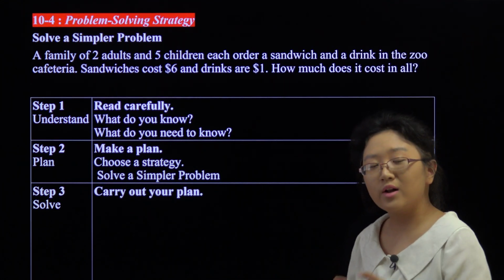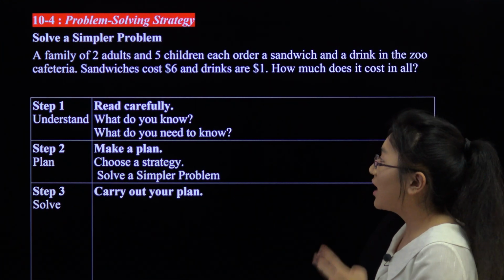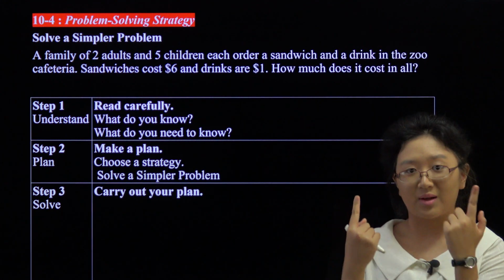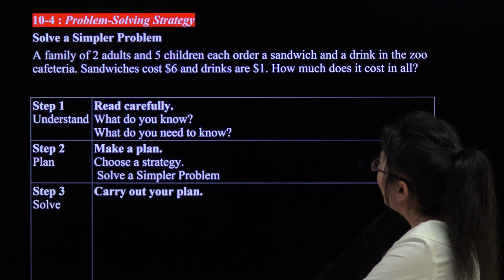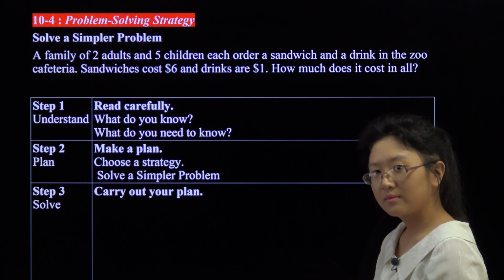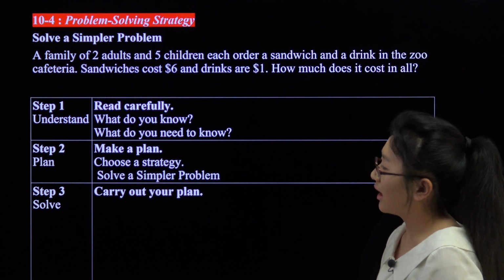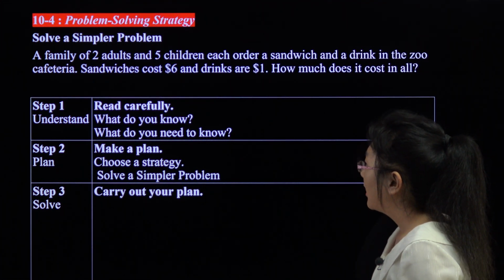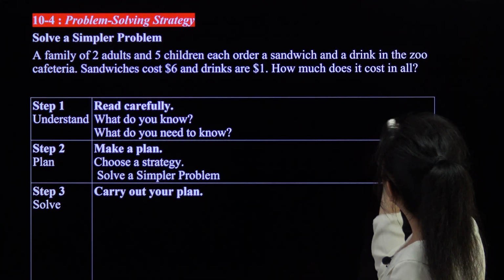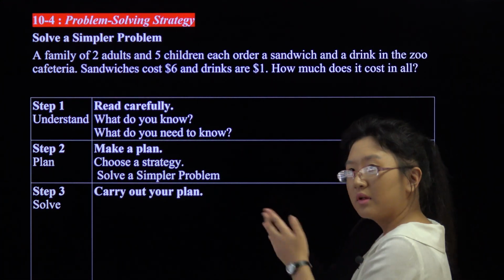So what do we know? We know the amount of people there are. And we know that each of them orders 1 sandwich and 1 drink. Well, 1 sandwich and 1 drink, if you really want to be separate about it. And we also know the cost of the sandwiches and the drink. Note that this isn't the total cost. It means 1 sandwich costs how much and 1 drink costs how much. What do you need to know? The total cost for, it doesn't say if it's lunch or anything, for the family's food.